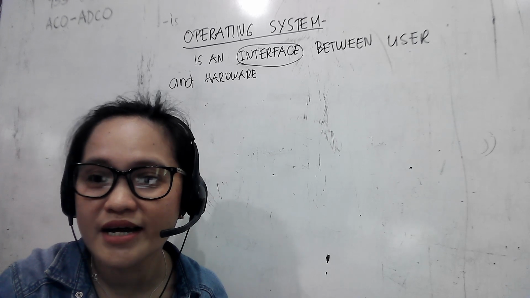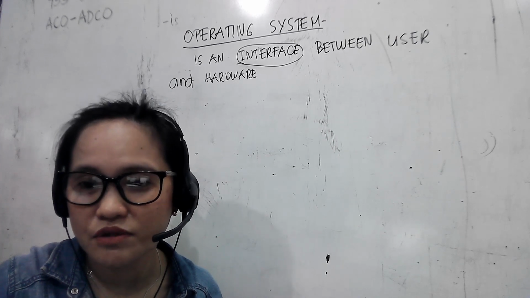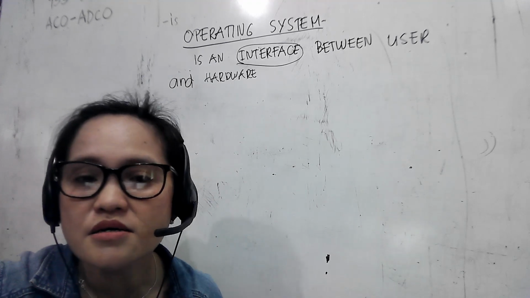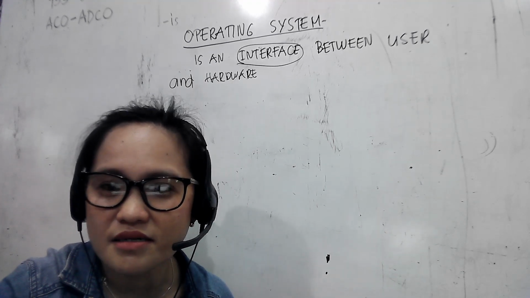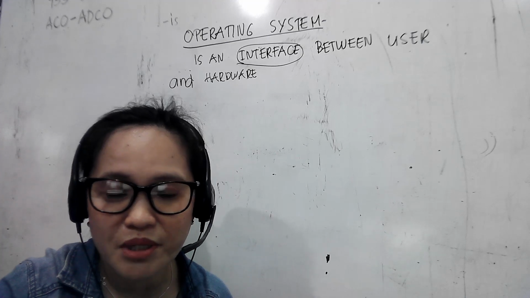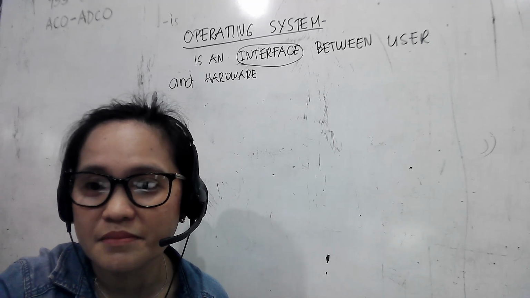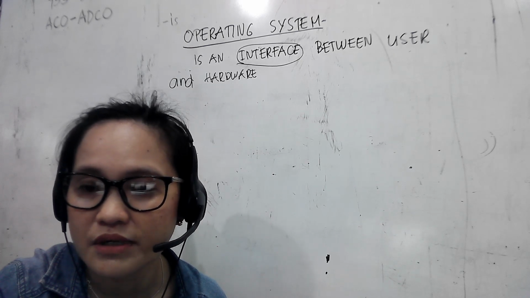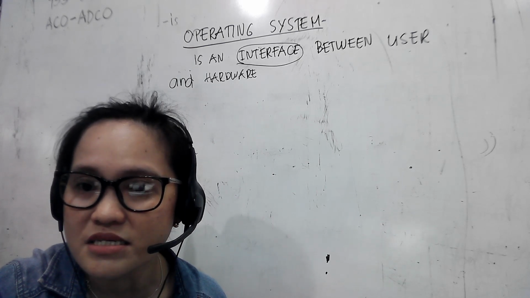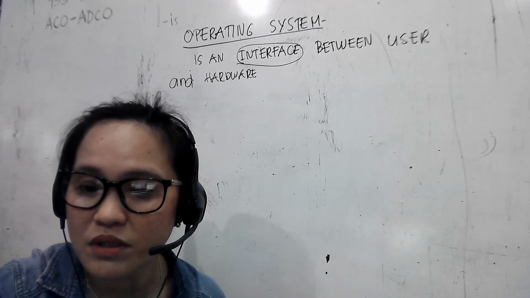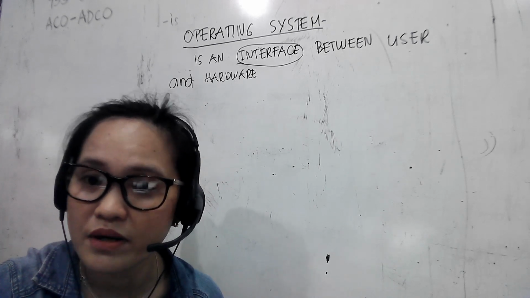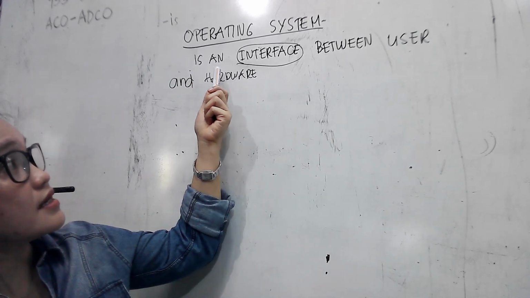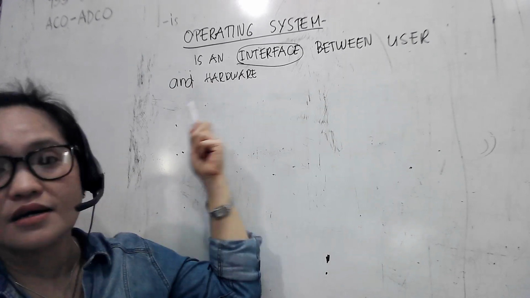Hello, good morning. So today I'm going to give you a video discussion regarding the overview of operating system. So what is an operating system? I also defined this in the module I uploaded in your Google Classroom: an operating system is an intermediary between a computer user and the hardware. It is an interface between the user and the hardware.